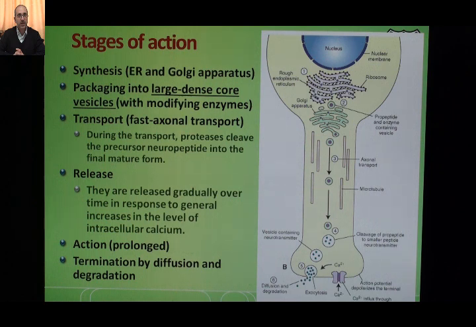They are stable for a long time, and they get terminated by either diffusion or degradation. So you can have enzymes outside the cell that degrade these neuropeptides. Again, they are really stable, and they can travel a long distance in blood or the lymph.